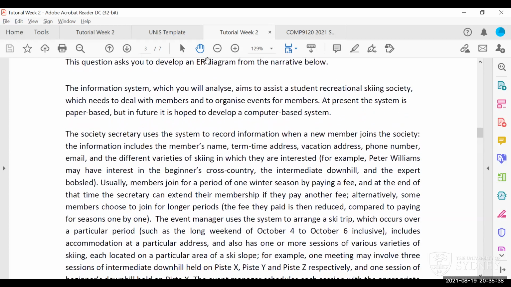And what is the story about? The story is about a student recreational skiing society. Okay. So maybe have a read first before we try and solve this together, okay?